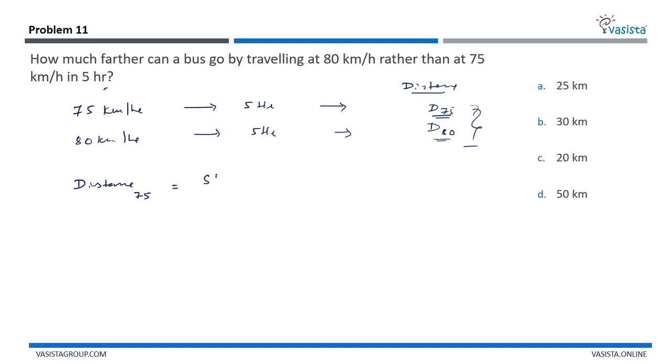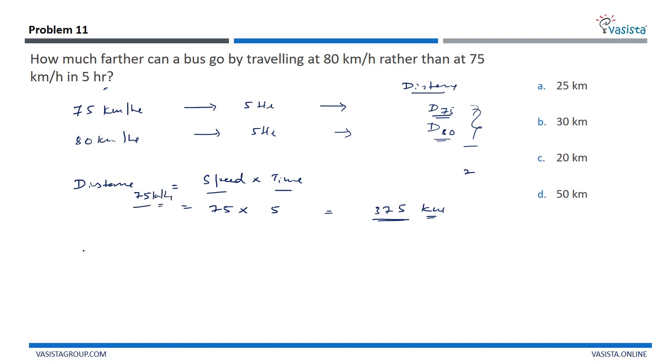Speed into time, right? What is the speed now? Speed is 75 and time is 5 hours. So how much are we going to get? 5 times 5 is 25, 5 to carry, 5 times 7 is 35 plus 2 is 37. So 375 km the bus will go if its speed is 75 km per hour.